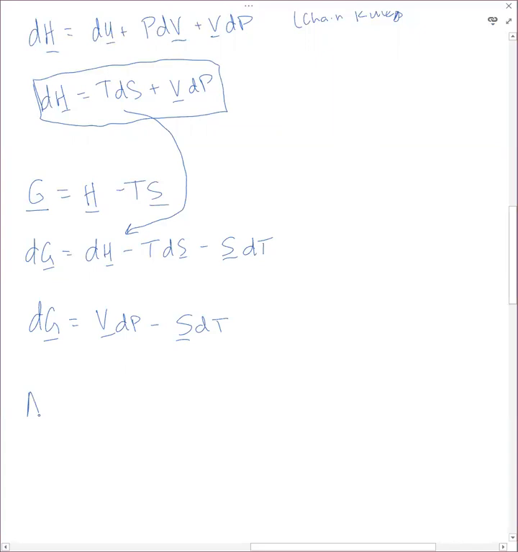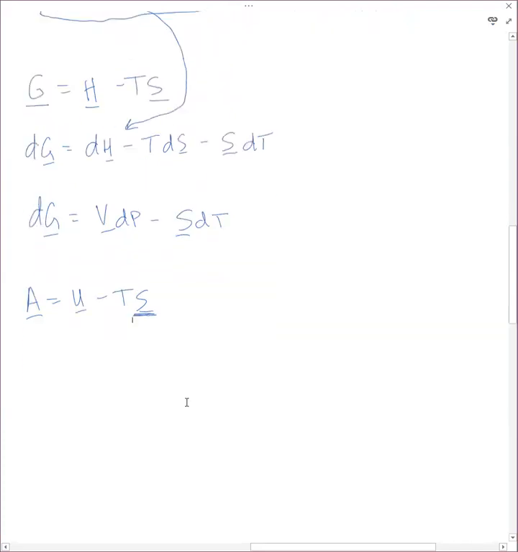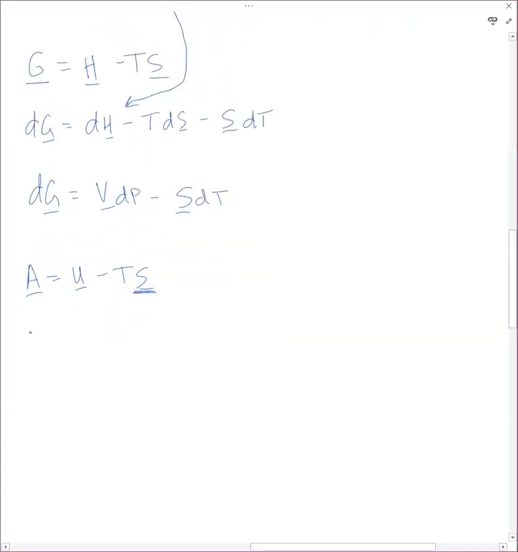The last one is for Helmholtz energy A, which is equal to internal energy minus TS. Go ahead and pause the video and see if you can derive your fundamental relationship for Helmholtz energy. It's the same thing that we've done, so take the total derivative. So dA is equal to dU minus T dS minus S dT. Plug in my expression for dU, and I'm left with dA is equal to minus PdV minus S dT.